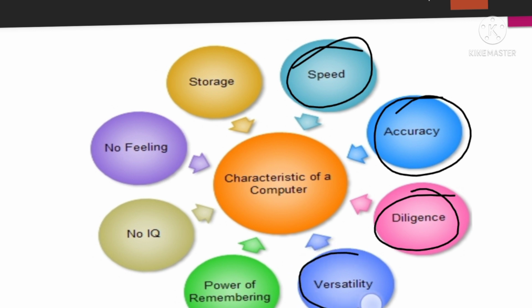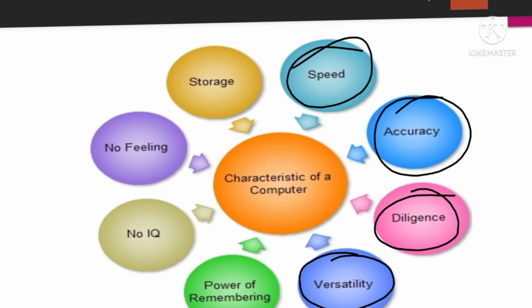And the next one is versatility. This is nothing but the capability of a computer to perform different kinds of work with the same accuracy and efficiency. There are a few humans who perform several tasks with the same accuracy, but not all of them, only a few. A computer performs multiple kinds of work with the same efficiency and accuracy.